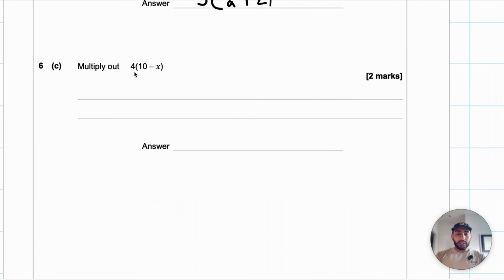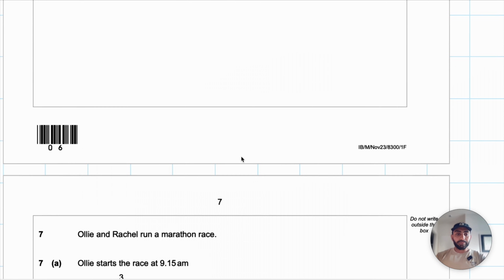Part C, multiply out 4 and in brackets 10 minus x. So I'm multiplying everything on the outside by everything on the inside. 4 times 10 is 40. 4 times negative x is going to be negative 4x.